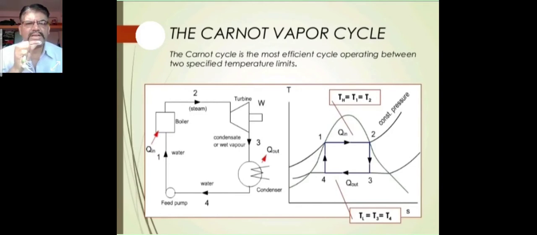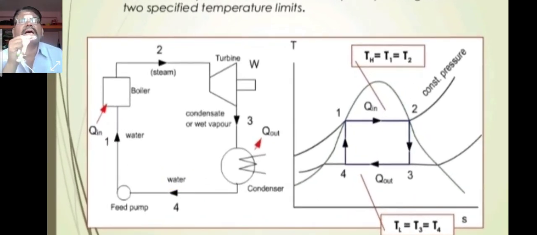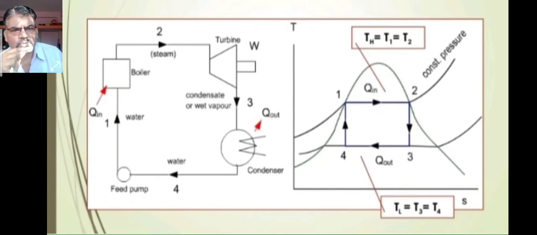Now if you see the schematic diagram of the Carnot vapor cycle, there is the main equipment like boiler, turbine, condenser, and pump. In the boiler, when heat is externally applied, the boiler generates steam, because the boiler is also called a steam generator. Then the steam goes and falls on the blades of the turbine, which means the turbine rotates. It means mechanical work is done by the turbine, and as the generator is coupled with the turbine, there is generation of electricity.